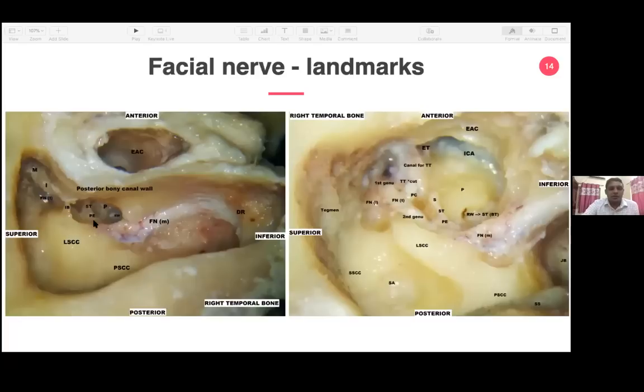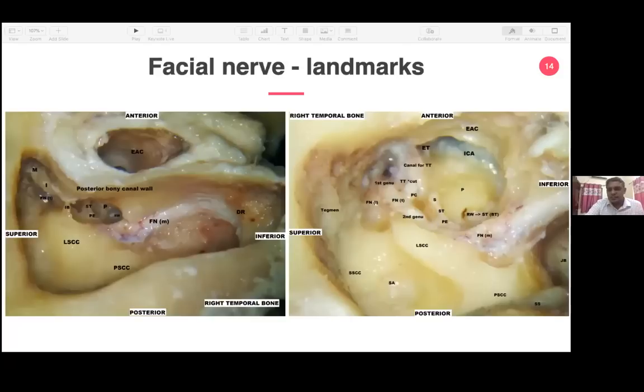Number five, the mastoid portion of the facial nerve is approximately 2 millimeters anterior to the ampulla of the posterior semicircular canal. The next number, the facial nerve will always lie medial to the digastric ridge. The facial nerve will never ever come above or lateral to the level of the digastric ridge. Now we go into the middle ear. Now the facial nerve is this one.